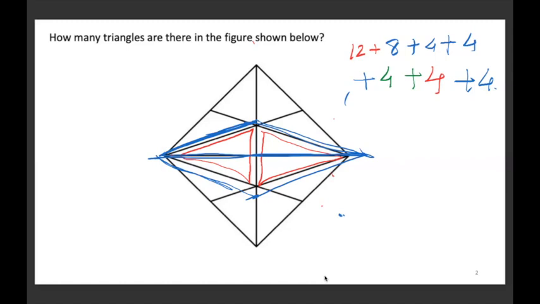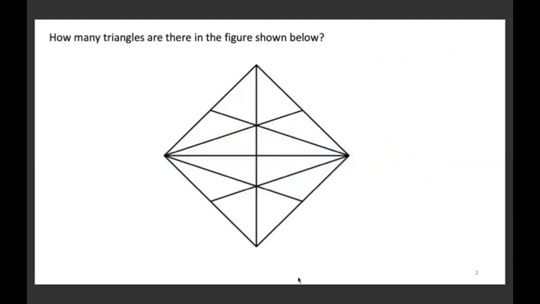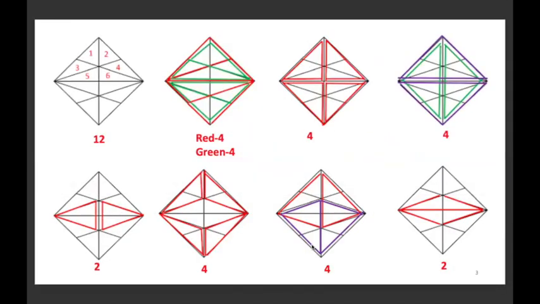This everything adds up to 12 plus 8 plus 4 plus 4 plus 4 plus 4 plus 4. It adds up to a total of 40 triangles in the whole diagram. Okay, we'll move to the next one. This is the same thing, all the patterns which I have counted earlier, illustrated in different parts. It all adds up to 40.